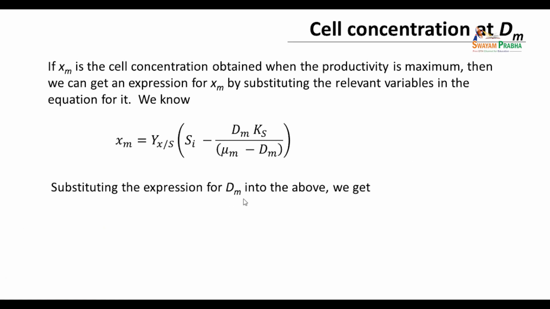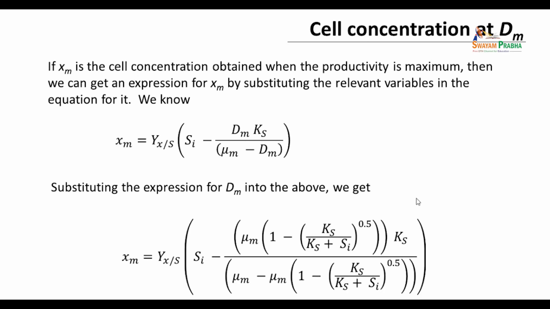So substituting the expression for Dm into the above, we get this. Don't worry about this. This is just Dm being replaced in terms of Ks and Si. That's all, nothing else. So, mu m times 1 minus Ks by Ks plus Si to the power of 0.5, that is what we've seen, and that is what has been substituted here for Dm. So this is Yxs times Si minus Dm, times Ks by mu m minus the same Dm here. This is the expression for the maximum cell concentration.